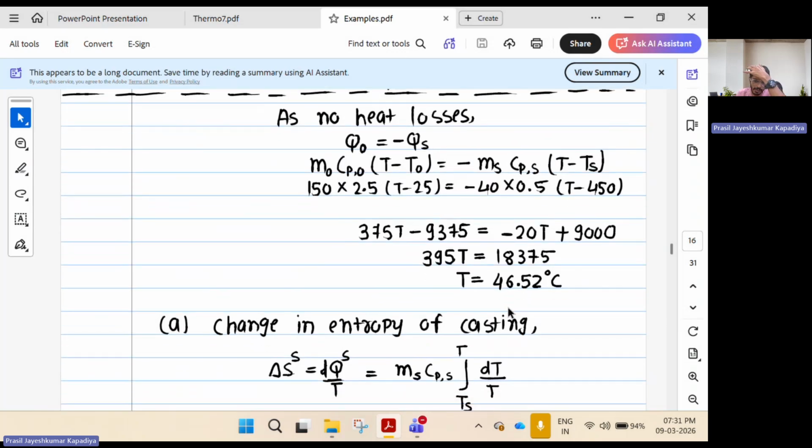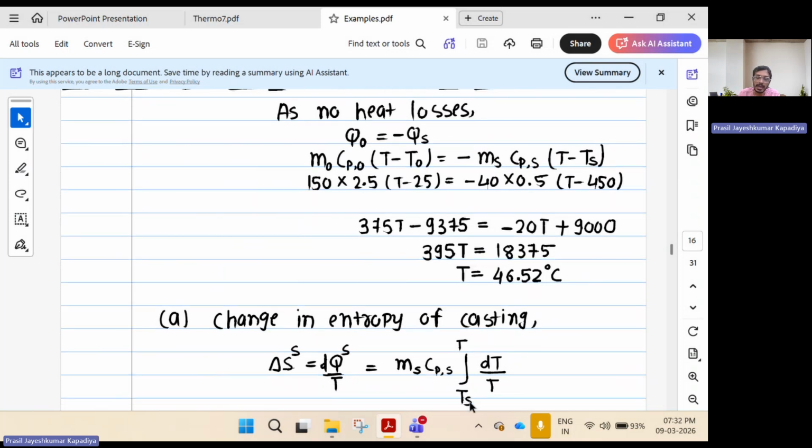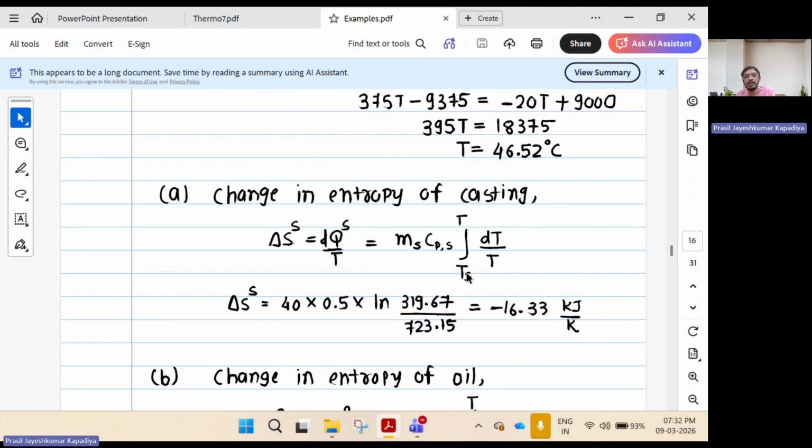Okay. So now I am supposed to find the change in entropy of the steel casting first. So what will it be? My delta S of steel casting is equal to, what is entropy change, dq by T. So dq of steel casting divided by T. What is dq of steel casting? Mass of steel casting, Cp of steel casting into dT. So to get the value I need to integrate dT by T from Ts, that was my initial temperature, to the final temperature T, that is 46.52 degrees Celsius. Mass of steel 40, Cp of steel 0.5 kilojoules per kg Kelvin.